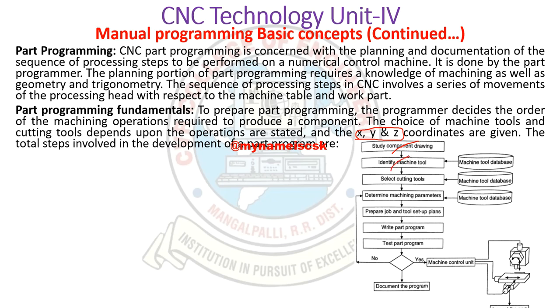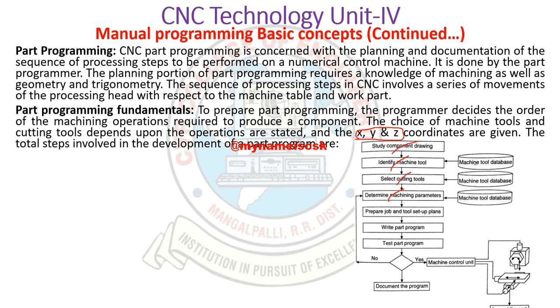Then we have to identify the machine tool, whether we are using a CNC milling machine, CNC lathe machine, or CNC drilling machine. Then we have to select the cutting tool. Suppose we have to make a hole of 10 mm, which type of cutting tool do we take, the drill bit or any other? We'll check that. Next, we have to determine machining parameters: the speed, feed, depth of cut, everything.